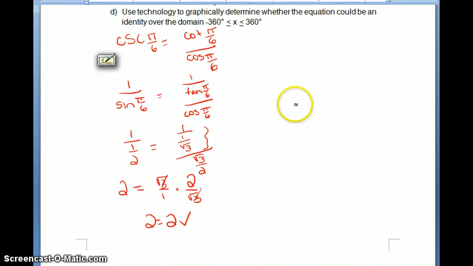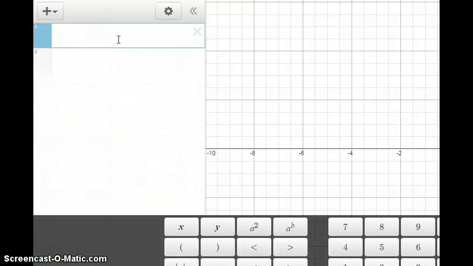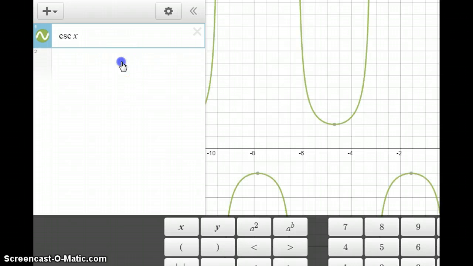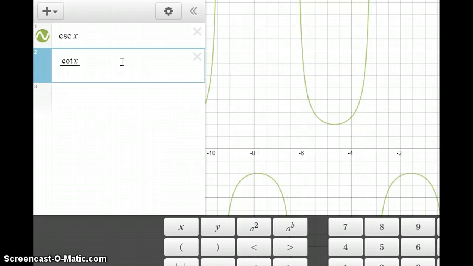So that's cool. Okay, so D says to use technology to graphically determine whether this equation could be an identity over the domain negative 360 to 360 degrees. So here you're going to pull out your calculator. I'm going to quickly pull out my Desmos online. Right, so here you're going to graph each side of the equation separately. So we're going to put cosecant of x for this one, and then here I'll do cotangent of x, divided by cosine of x.